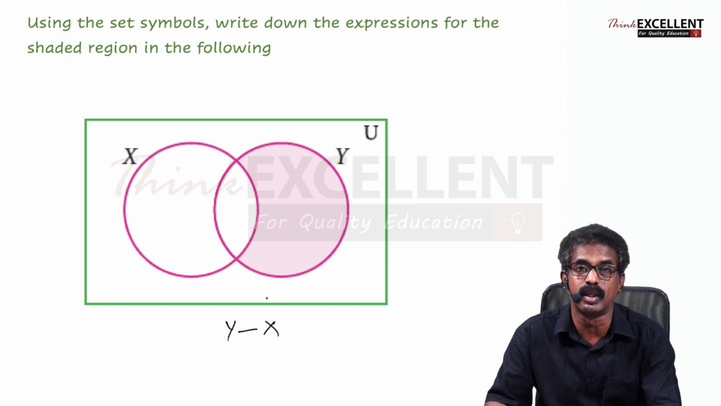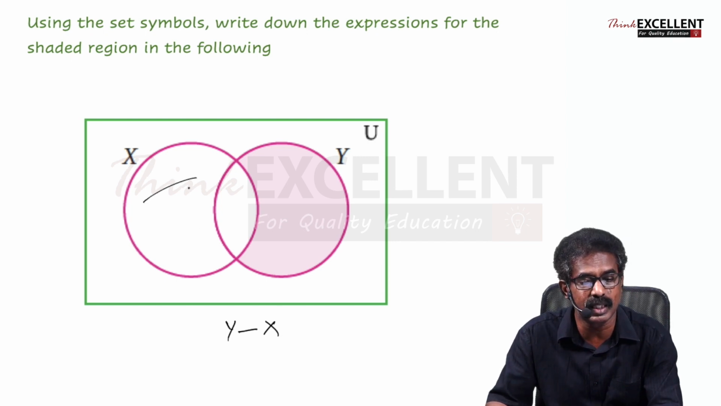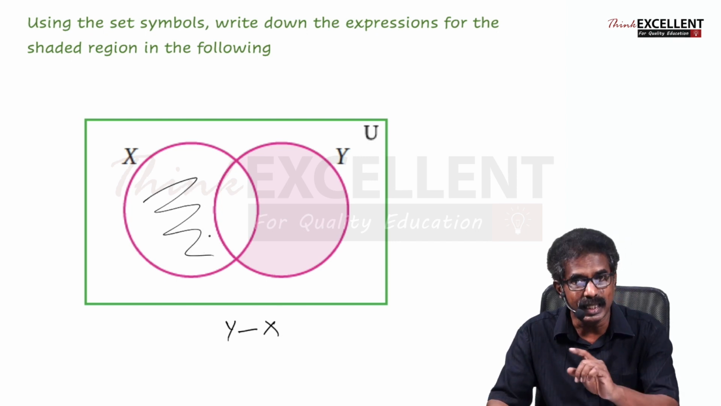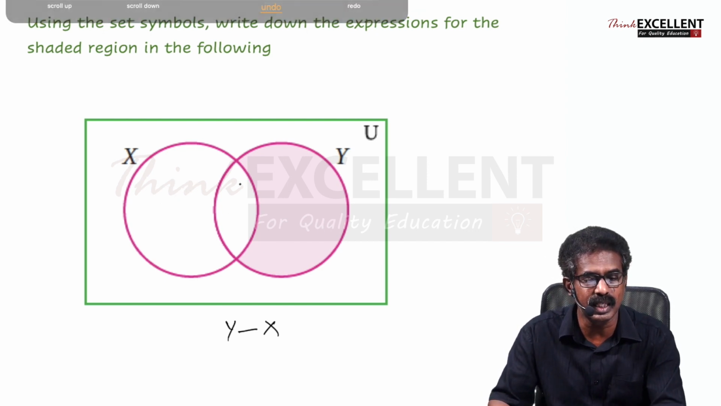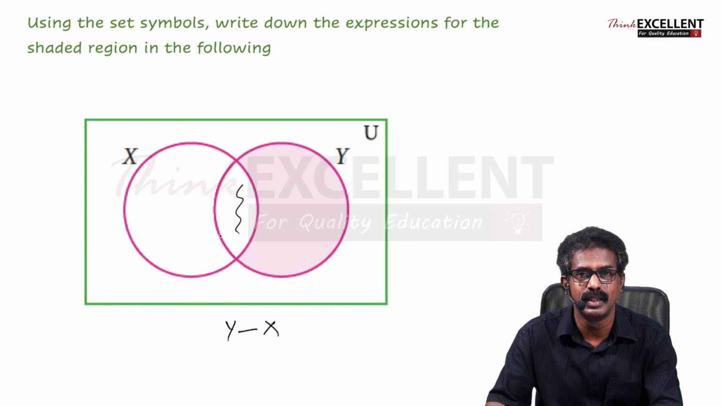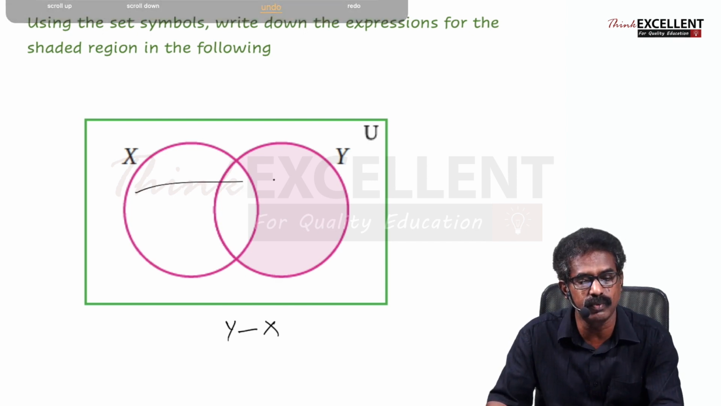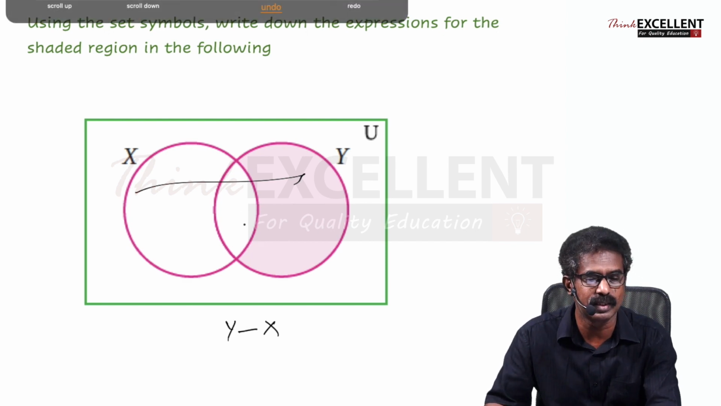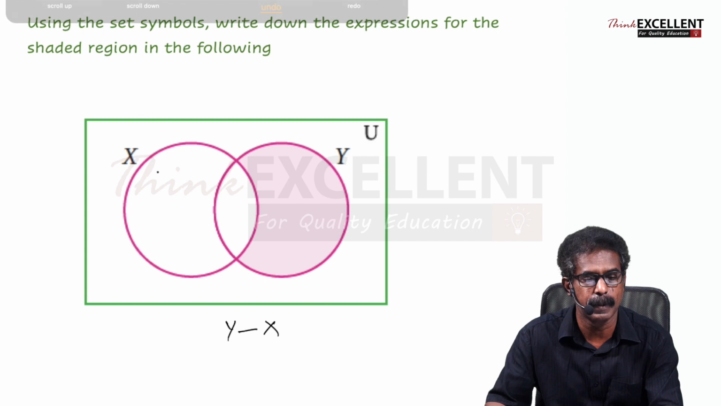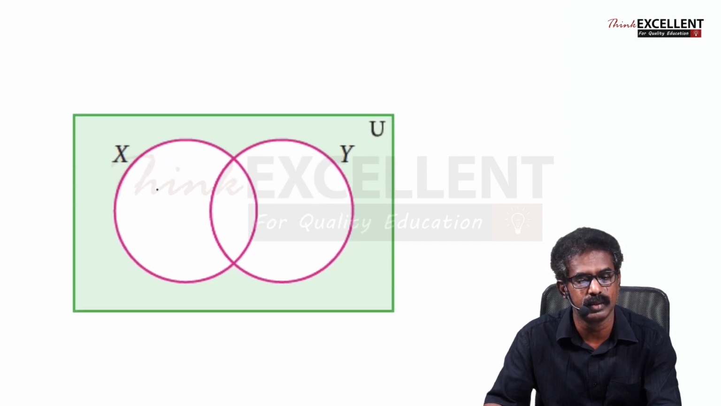So you can write it as what? Y minus X. Suppose they shaded only this portion, in X, not in Y. So X minus Y. If they shaded this portion, very easy, X intersection Y, right? Common for X and Y. If they shade this full portion, X union Y, right? Okay, let us see the next one.